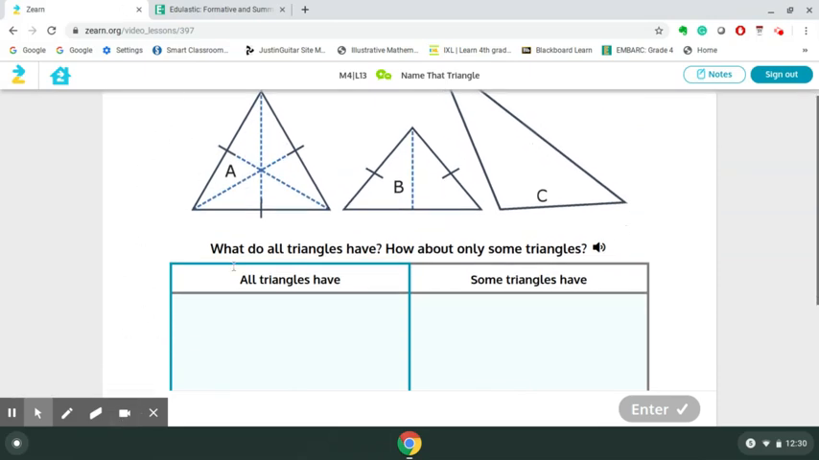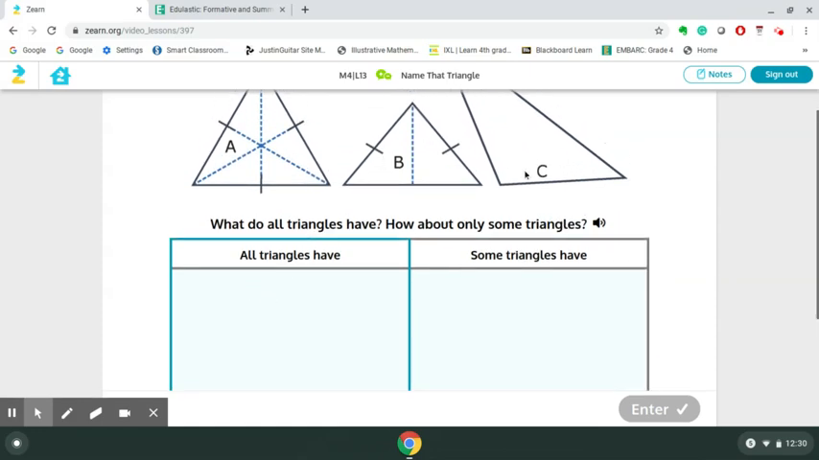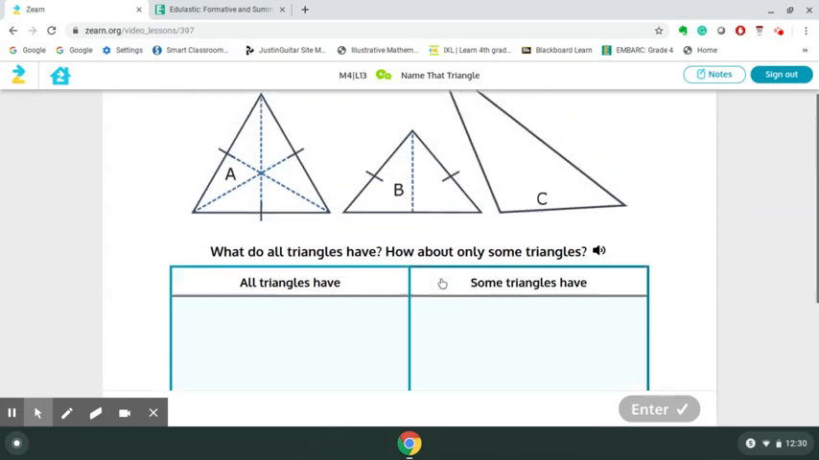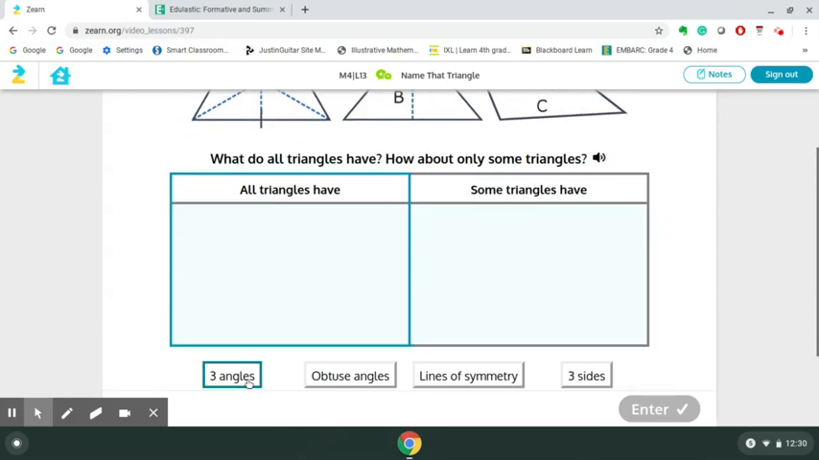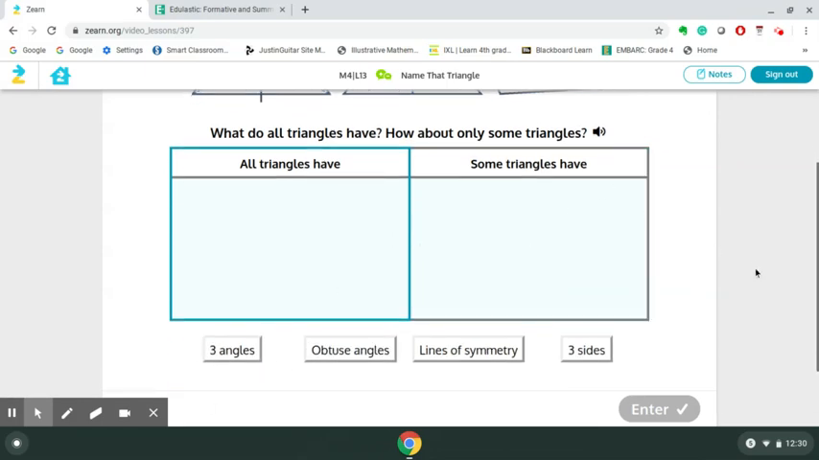All right. What do all triangles have? How about only some triangles? Okay, so we have 3 different triangles here. We want to categorize them based on some different characteristics here. Okay, so let's drag and drop a few of these. I want you to try this on your own. Remember, if you think that 3 angles applies to all triangles, put it here. If you think only some triangles have 3 angles, put it here. I want you to tell me what your answers are. Press enter, and then we can check our work together.